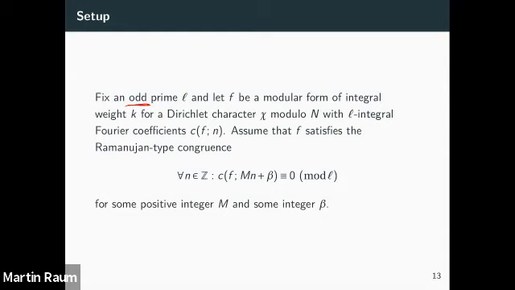So we have an odd prime L, and we need here a modular form, because we will use Hecke operators. This is not true for weakly holomorphic modular forms, even though one can use a different statement, much more technical, to derive an analogous statement for weakly holomorphic modular forms. So a modular form of integral weight, Dirichlet character, usually L integral Fourier coefficients. And we assume that we have this Ramanujan congruence with some period m and some integer beta.